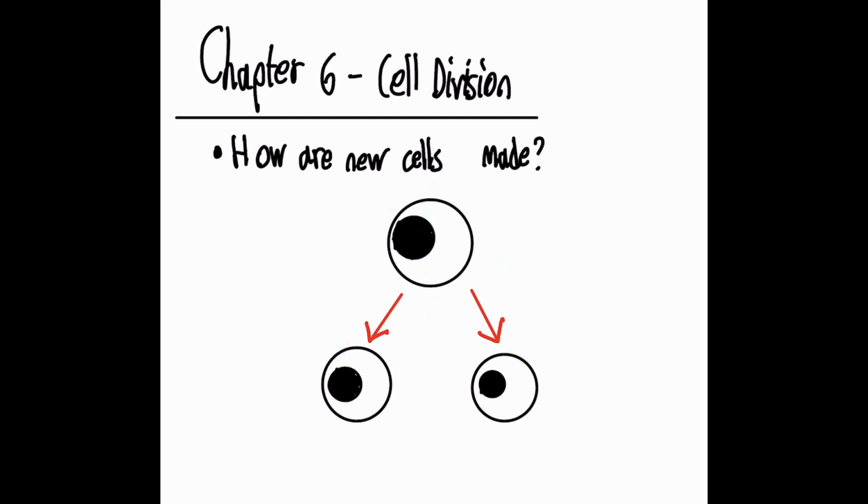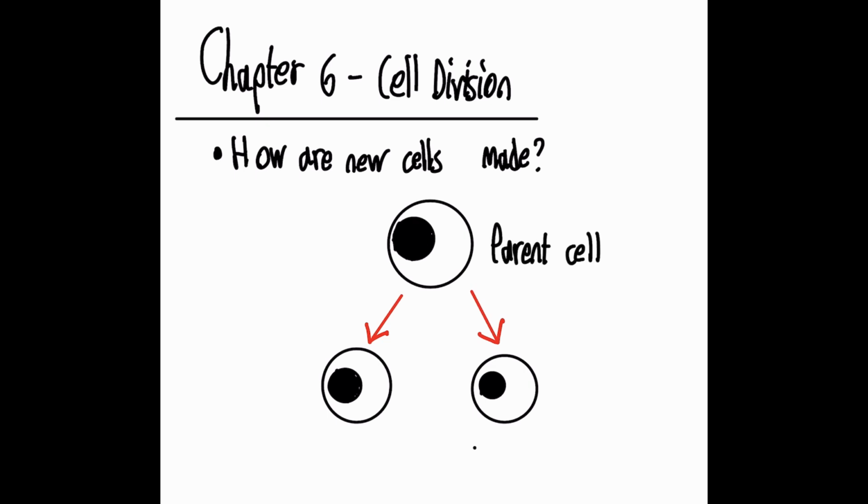So since the cell is being split, or more accurately, dividing into two sections, this process is called cell division. And since these two cells come from one main cell, this main cell is like a parent to these two new cells. So we call this cell the parent cell. And these two cells, daughter cells.